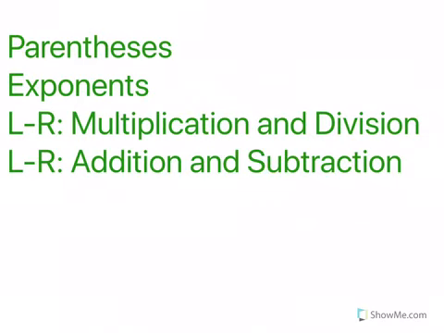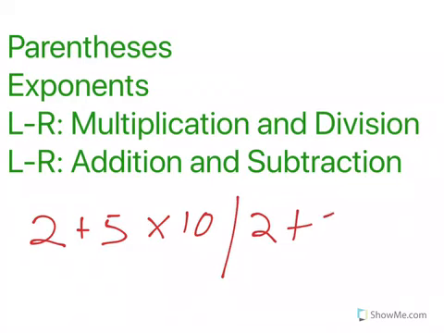When you have a math equation or an expression that has different types of operations within it, we have to do them in a certain order. And the reason I say that is let's take a look at something here. If we did 2 plus 5 times 10, and then over here I'm going to put 2 plus 5 times 10. Same exact problem, right?